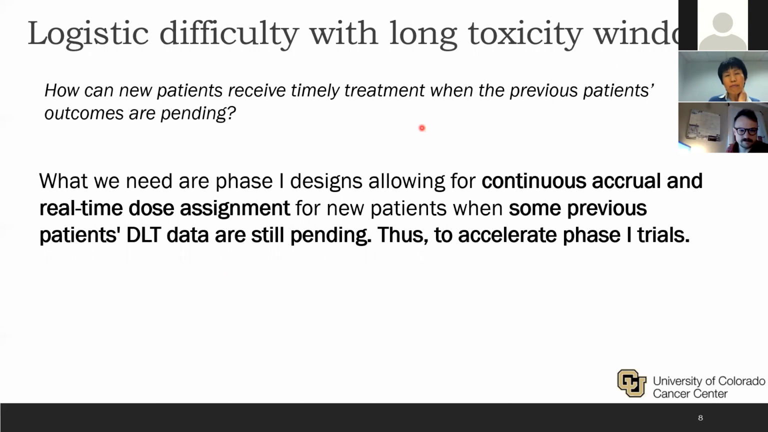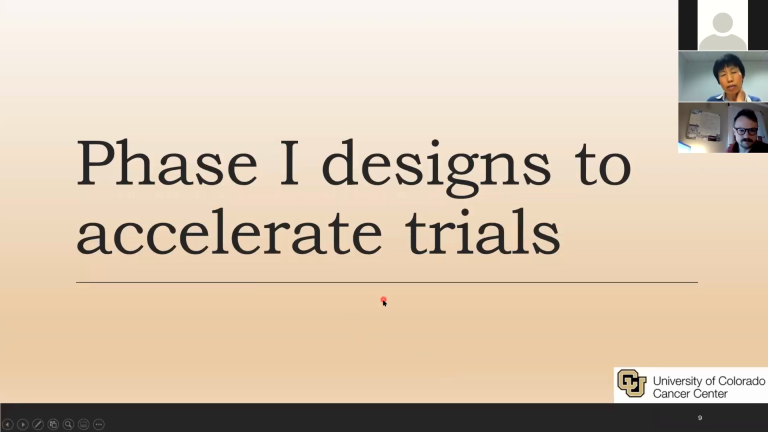So what we need are phase 1 designs allowing for continued accrual and real-time dose assignment for new patients when some previous patients' DLT data are still pending, thus accommodating a long toxicity window and accelerating phase 1 trials. So here I'm going to briefly mention 3 phase 1 designs which can accommodate late-onset toxicity and accelerate trials.